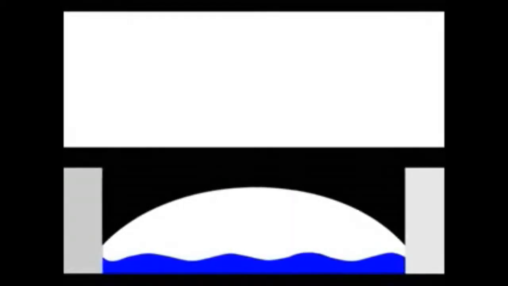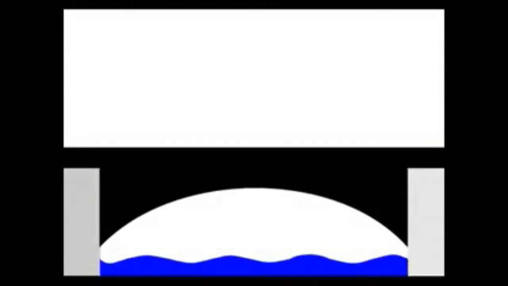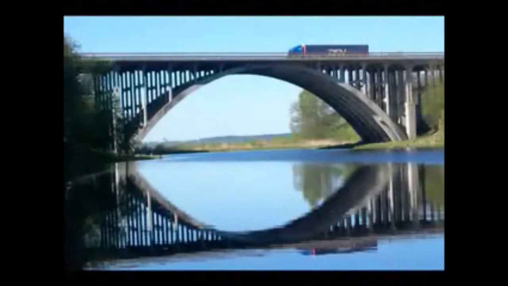An arch bridge is a bridge with abutments at each end shaped as a curved arch. Arch bridges work by transferring the weight of the bridge and its load partially into a horizontal thrust restrained by the abutments on either side. A viaduct, a long bridge, may be made from a series of arches. However, other more economical structures are typically used today.